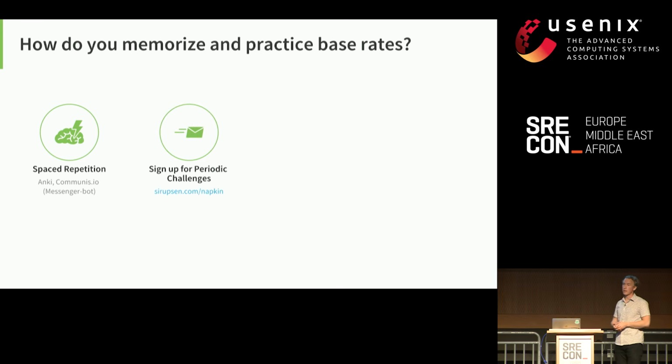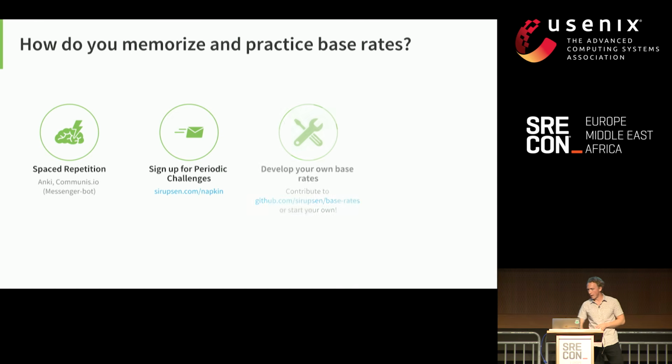The other way is to sign up for those periodic challenges that I mentioned earlier, so you get something in your inbox once in a while to practice this. You can also spend some time developing your own base rates. If you're interested in mechanical sympathy and understanding more about how computers work, it's a really good way of doing it. You can read the source of my project. There's a lot of base rates that are missing in the README that you can contribute if you'd like to, but that's a really good way of remembering these numbers as well.